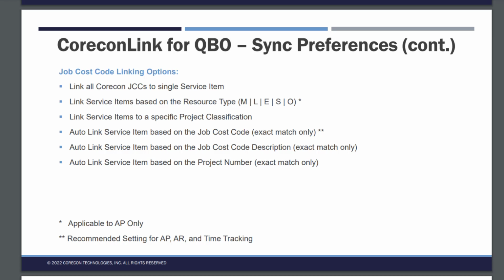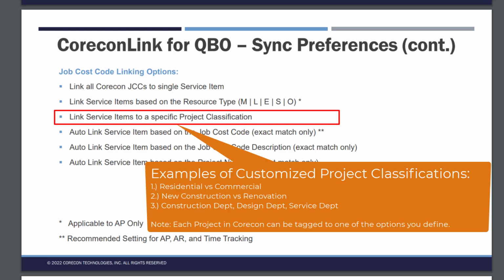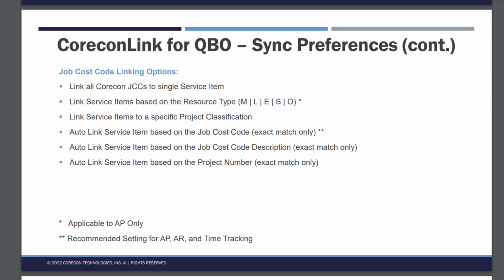Above that is another option to link service items to a specific project classification. This comes in handy if you have different product lines, groups, divisions, or departments in your company. If every project is tagged to one of these project classifications, which you will define, then the CoreconLink to QuickBooks will post information based on that project classification.